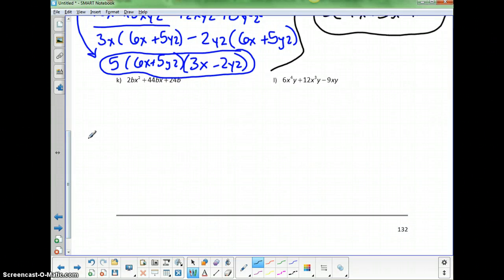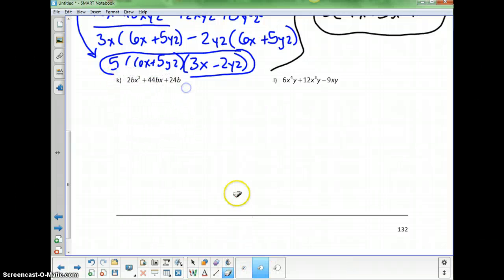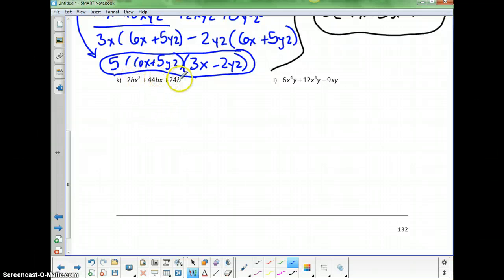And we've got 2 more practice problems here. Let's make sure I can read this. Okay, so my practice problem is 2bx squared plus 44bx plus 24b. I'll divide them all by 2 and by b. So let's take 2b out of everything. That's going to leave us with x squared plus 22x plus 12.